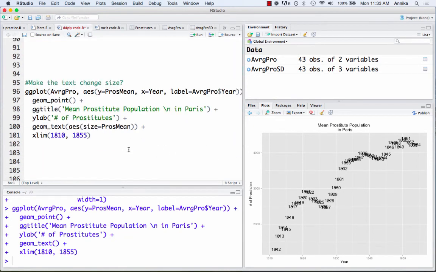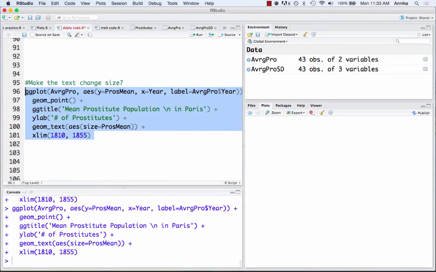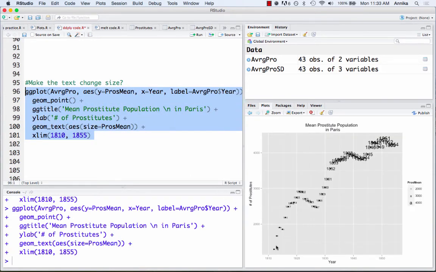I can also make the text change size in relation to the number graphed on the y-axis. So here I've got the same thing where I've added labels when average pro is year. But within the geom_text code, I've added a size, and the size equals the prostitute mean. So that's the size equaling the number, and it's going to scale that in relation to what the value is. So you can see it starts off really, really small, and then the text gets larger and larger, which is kind of fun. Not really the most useful here because the numbers overlap each other a lot, but when you have a graph with fewer points on it, this could be fun to do.